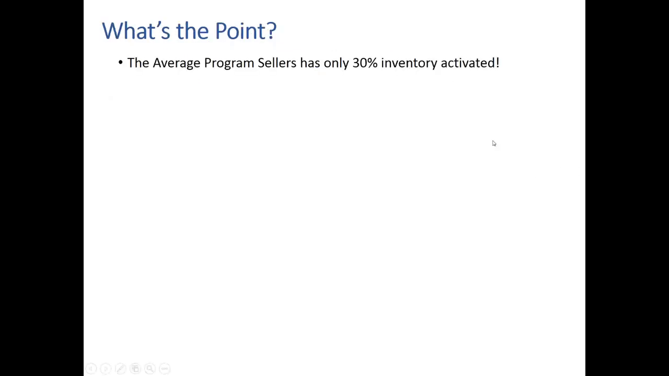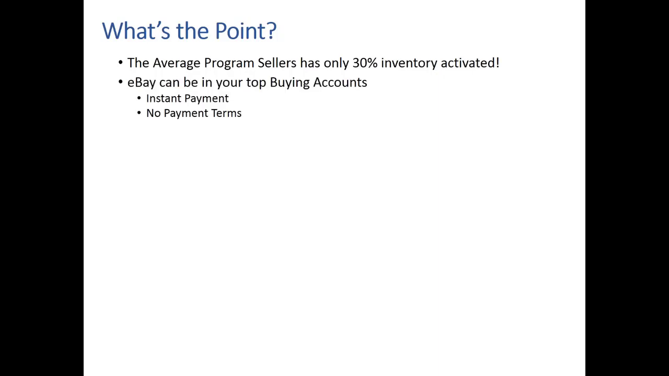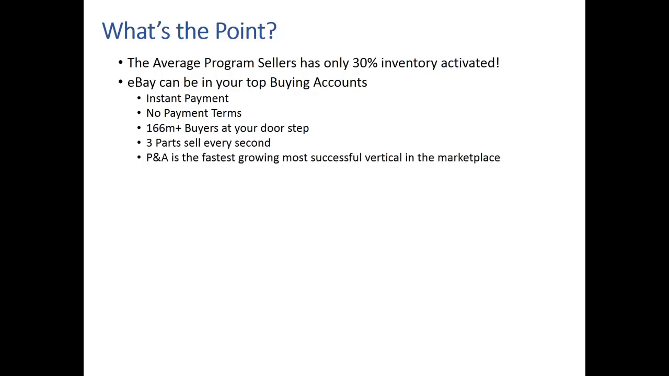What's the point of doing trainings like this? The average seller in the program only has 30% of their available inventory activated on the site. Also, eBay has the potential to be one of your biggest consumers of auto parts through your operation. Think about the turnover you can get from eBay. Number one, it's instant payment, so there's no longer extending terms. The other thing is that there's 166 million very active buyers on eBay. Three parts are selling every second on eBay. Parts and accessories within the eBay verticals is the fastest growing and most successful vertical marketplace on eBay today.